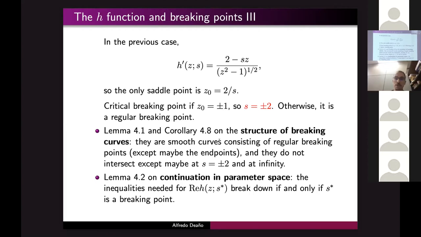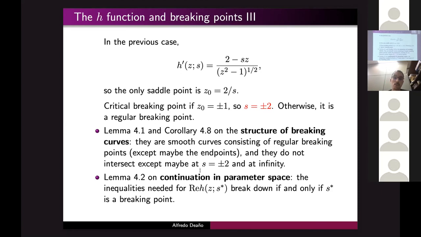And then you have to do a geometric analysis of these breaking curves. You have to prove several things about the structure of these breaking curves. They are smooth curves that consist of regular breaking points. If you think of one of these curves, B plus or B minus, what is happening is that there's a splitting of this one cut into two cut. It's symmetric if you go along the imaginary axis. If you go across the curve of breaking points in a different place, then you will have an asymmetric splitting. And these curves of breaking points cannot intersect except maybe at the critical breaking points and at infinity. And that's how you work out this structure with the lens shape and the two half lines.